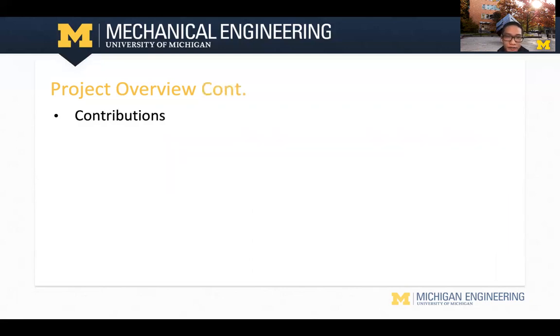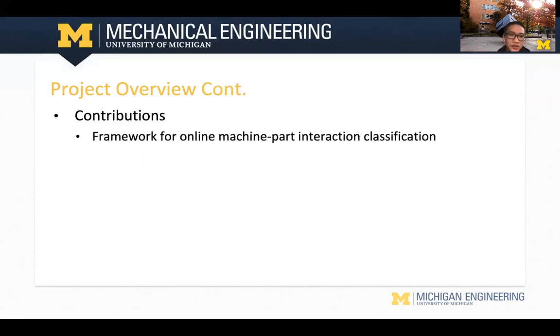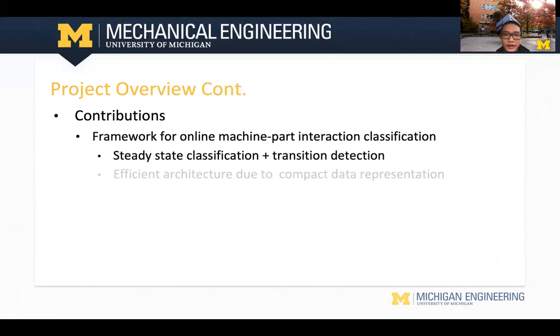So the first contribution of this project is that we provide a framework for online machine part interaction classification. This framework deals with steady state classification as well as transition detection. And the architecture is very efficient thanks to the compact data representation. The efficiency of the architecture is very important because this is for online application. We want the system to be responsive and have the prediction in real time very quickly.